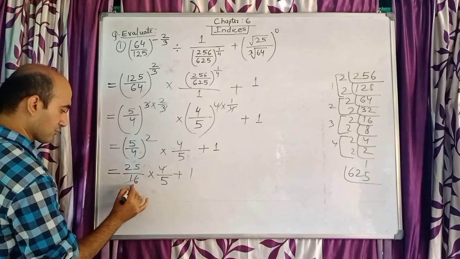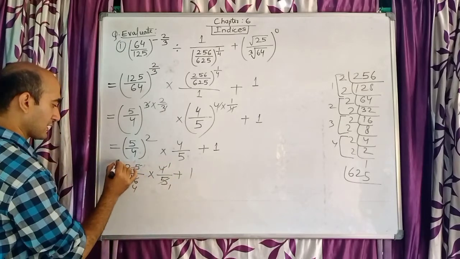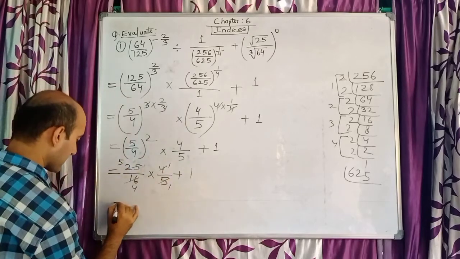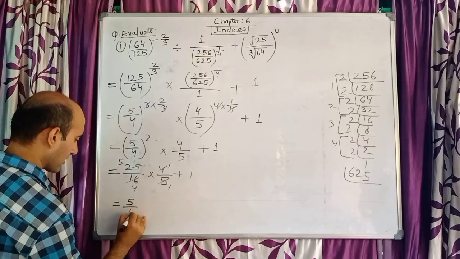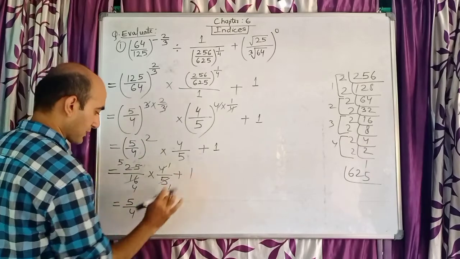4 and 4. 4 4s are 16, 4 1s are 4. And this 5 also is getting cancelled with 25. So I can see 5 1s are 5, 4 1s are 4. My result is 5 by 4 and here my result is only plus 1. So this is plus 1.